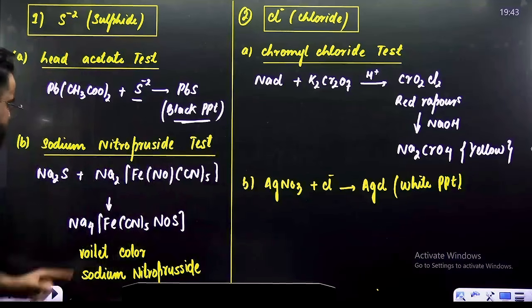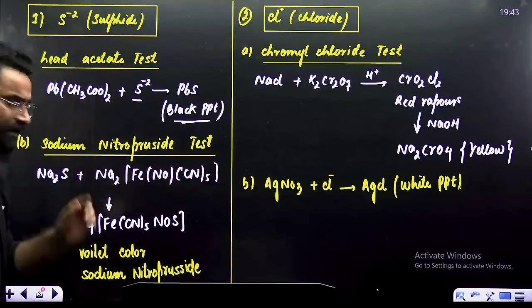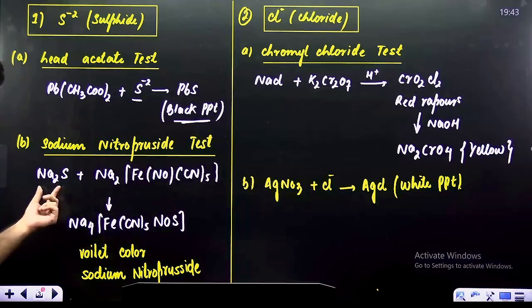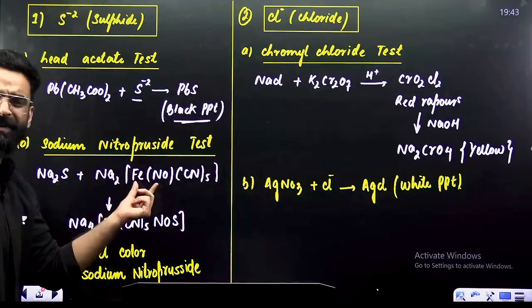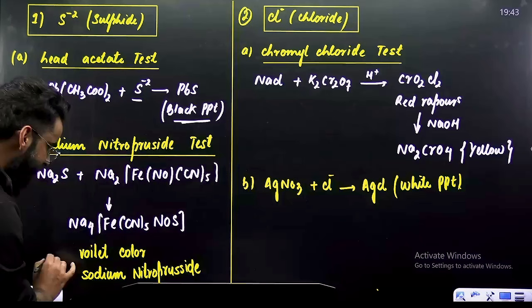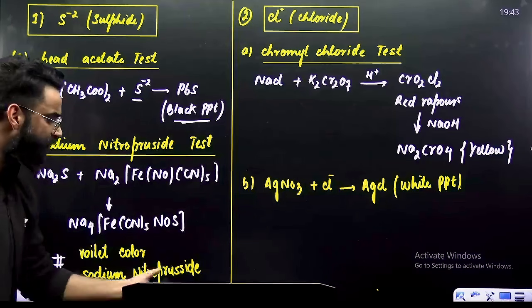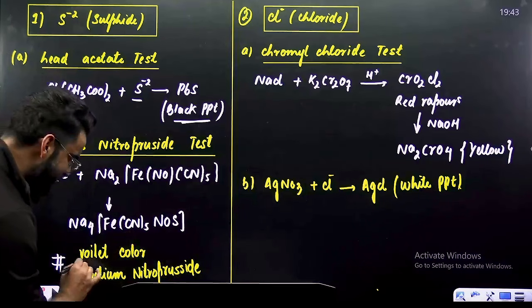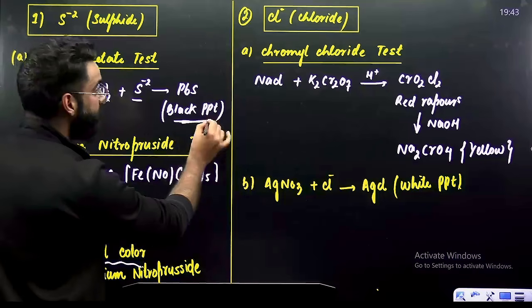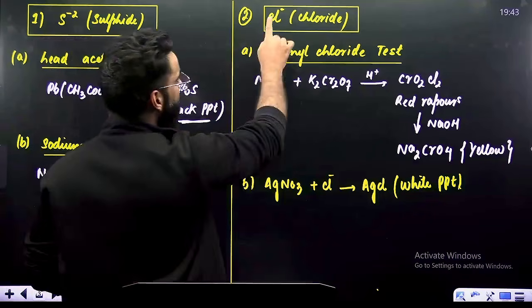Number 1. Number 2, sodium nitroprusside test. Again, my dear students, your sodium sulfide is going to react with this particular complex, and what do you get? You get a violet color, sodium nitroprusside, you call this, right? These colors are very important and you have to remember them. Perfect.